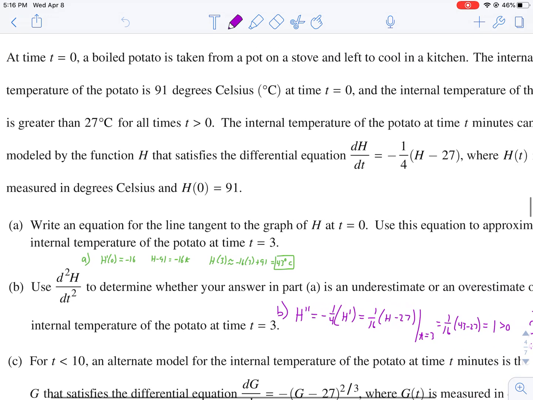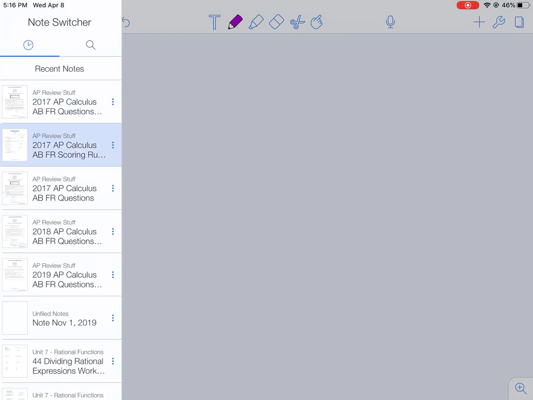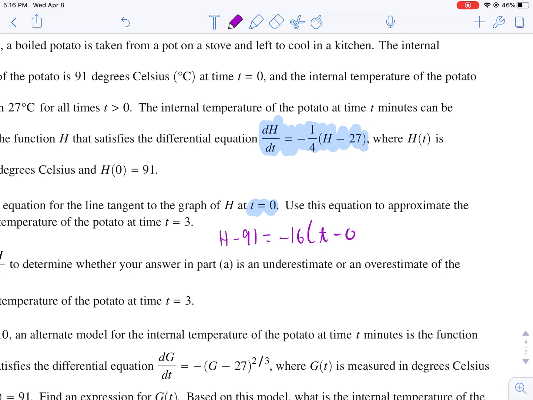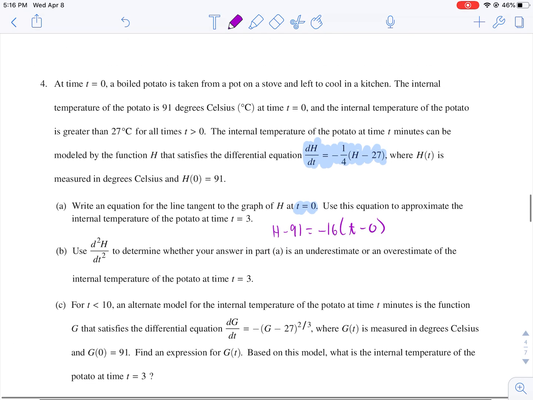Okay, so this is me plugging in 91. And I didn't show the work here. I just plugged in 91 and got negative 16. So our derivative value is negative 16. And then we're going to use the point 0, 91 to write the equation of the tangent line. So you get h minus 91 equals negative 16 times t minus 0. Of course, you don't have to write the minus 0 in there, but I'm just showing you how the point slope form works. Then use this equation to approximate the internal temperature at t equals 3.